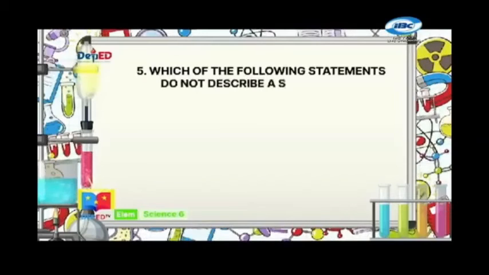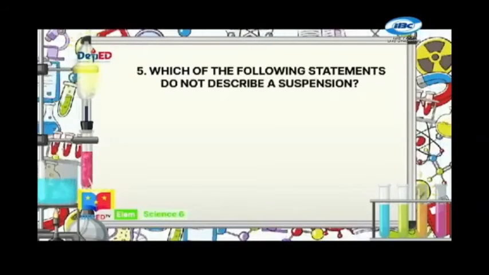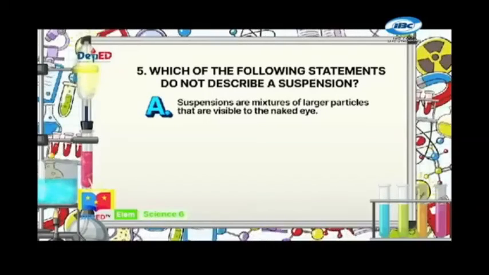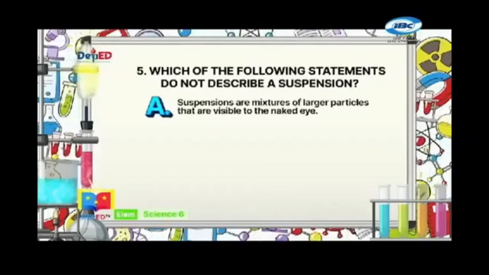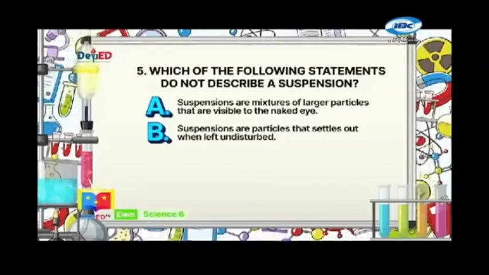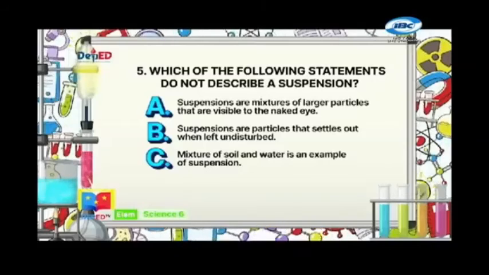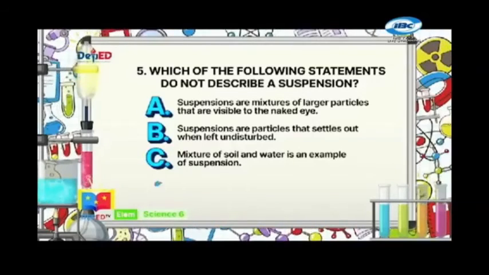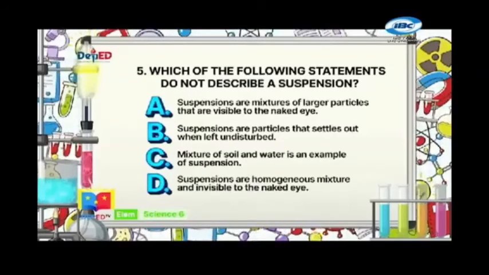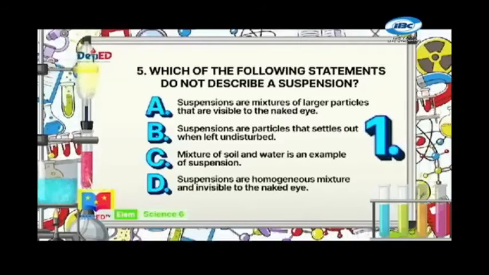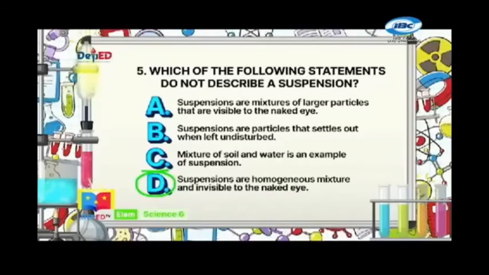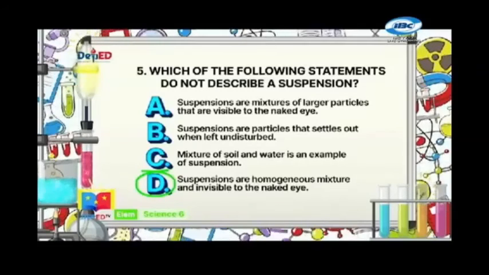Number 5. Which of the following statements do not describe a suspension? A. Suspension are mixtures of larger particles that are visible to the naked eye. B. Suspensions are particles that settle out when left undisturbed. C. Mixture of soil and water is an example of suspension. Or D. Suspensions are homogeneous mixture and invisible to the naked eye. The correct answer is D. Suspensions are homogeneous mixture and are visible to the naked eye.